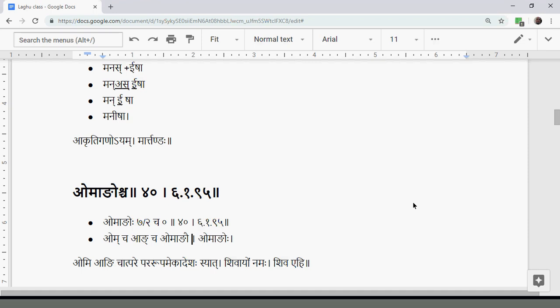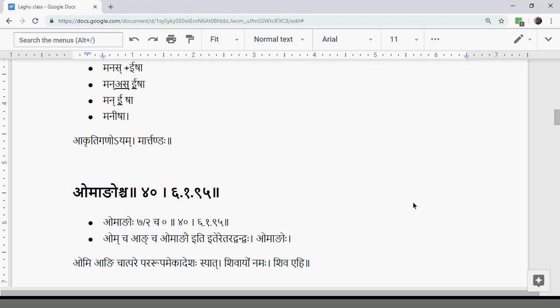Samahara Dvandva. But here it is not Samahara Dvandva. It is Itaretara Dvandva. So Ramau, if you had two Ramas, Ramascha, Ramau, and Ramau will decline in Saptami as Ramayoho.